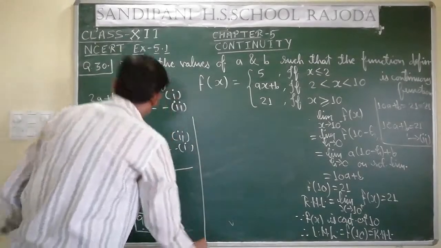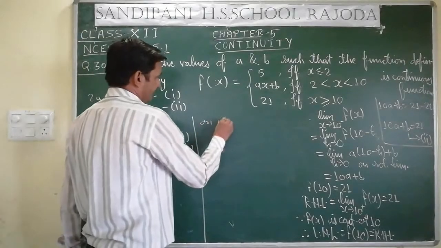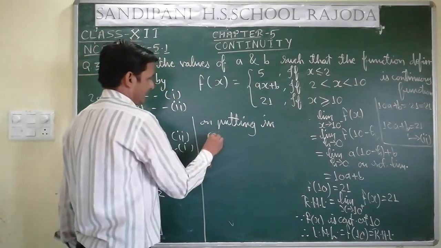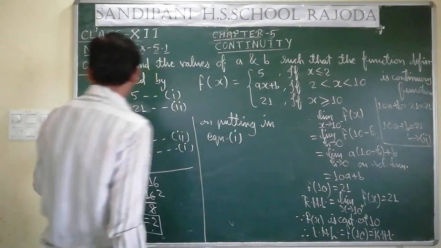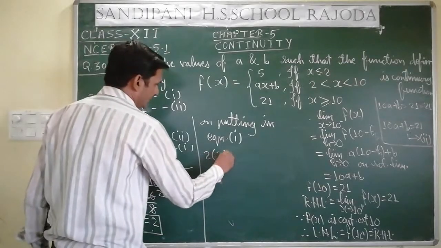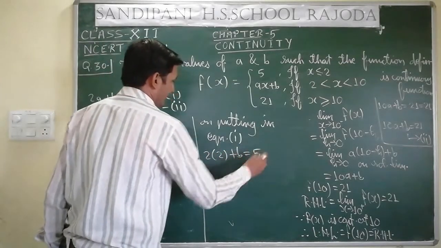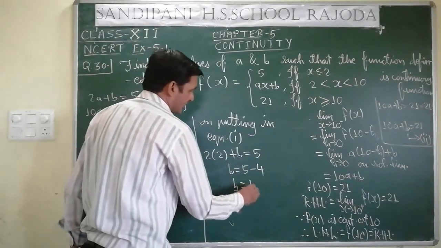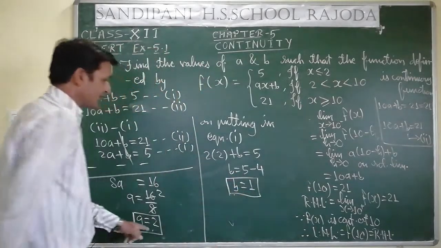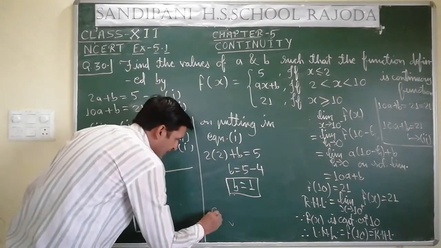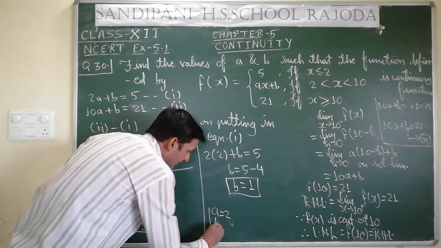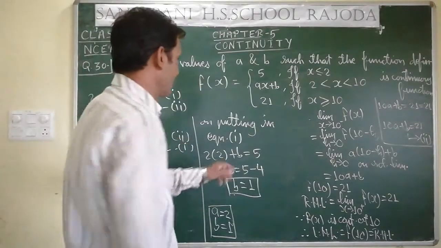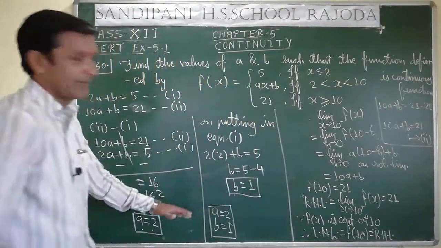On putting in any of the equations, on putting in equation 1, it will become 2 into 2 plus b is equal to 5. So b is equal to 5 minus 4. So b is equal to 1. A is equal to 2 and b is equal to 1. These are the answers. A is equal to 2 and b is equal to 1 are those values when this function will become continuous. So it is over here up to this part.